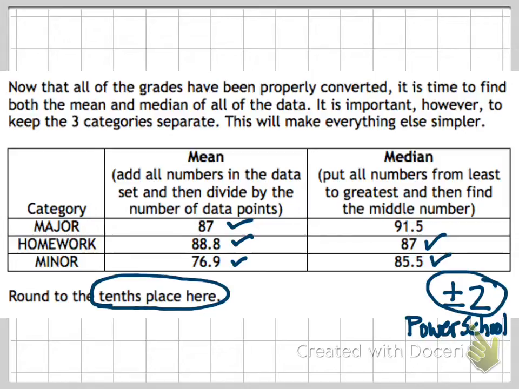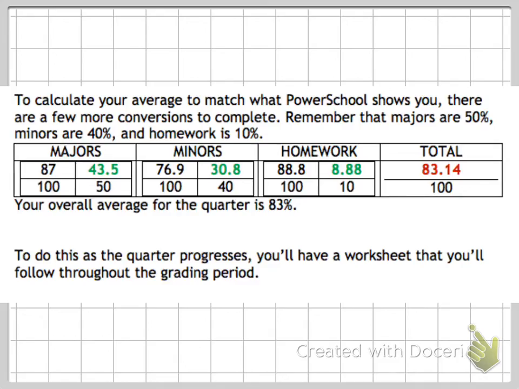Now, the medians were 87 for homework, 85.5 for minors, and majors was 91.5. Remember, to calculate medians, you're going to list all of your grades from least to greatest, and then find what your middle number is.